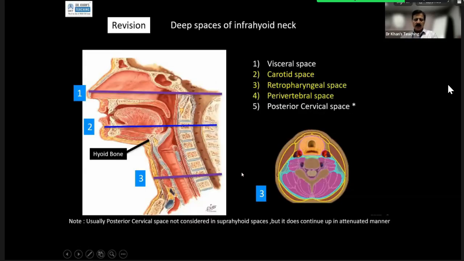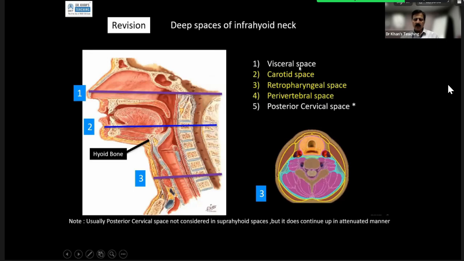Now, if we come to infrahyoid neck, this is the hyoid bone, and this is the infrahyoid level, at one level where there is thyroid here. So here there are 5 spaces: visceral space, carotid space, retropharyngeal space, perivertebral space, posterior cervical space. Key point to remember is that 3 of these spaces, carotid, retropharyngeal, perivertebral, are present in infra as well as suprahyoid neck.